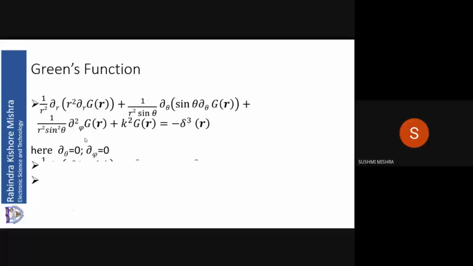Now once I use this, the second term and the third term on the left hand side will be 0. So this equation now will become 1 upon r square dou by dou r of r square dou g by dou r, plus k square g(r), is equal to minus delta of r. Now we have to solve this equation. To solve this equation, let me make a substitution.